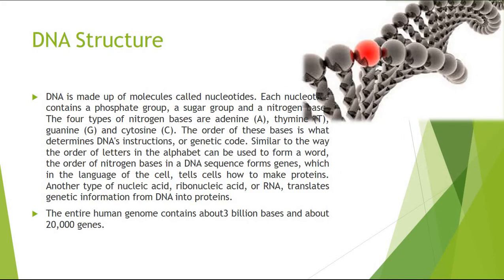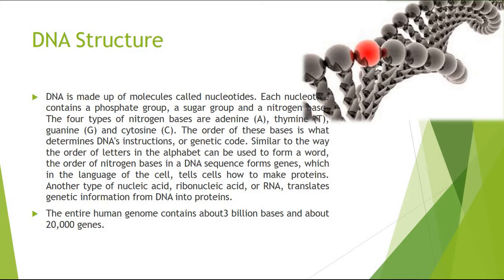DNA structure. DNA is made up of molecules called nucleotides. Each nucleotide contains a phosphate group, a sugar group and a nitrogen base. The four types of nitrogen bases are adenine, A, thymine, T, guanine, G, and cytosine, C. The order of these bases is what determines DNA's instructions, or genetic code.